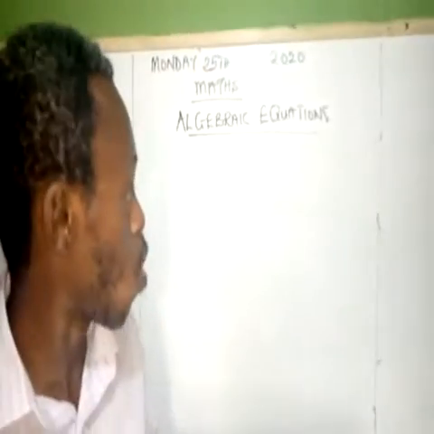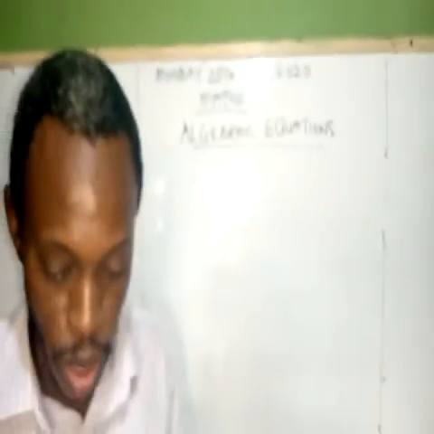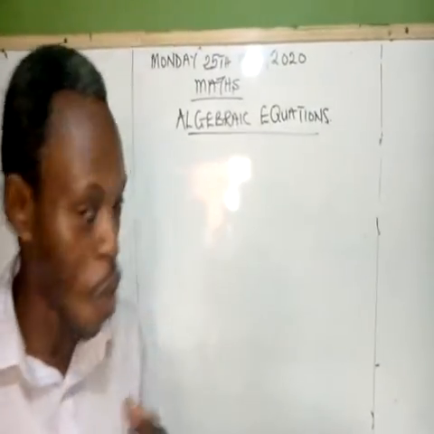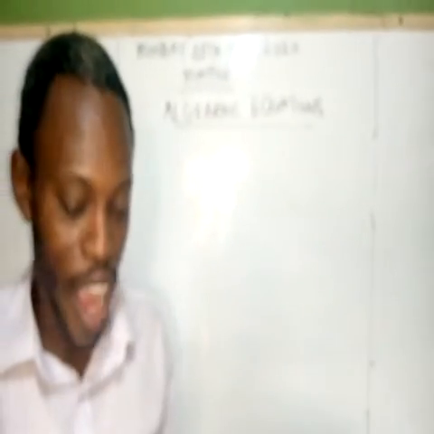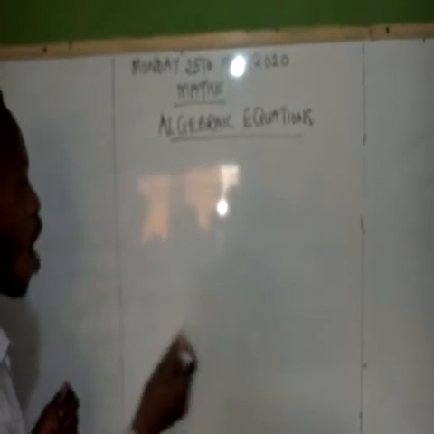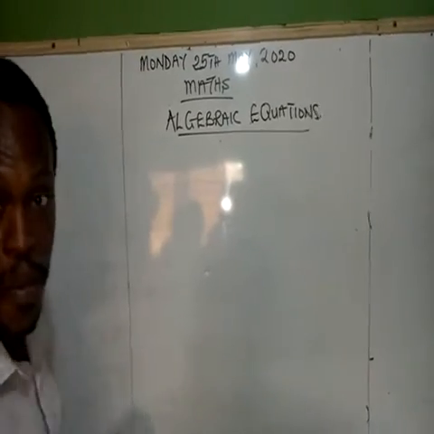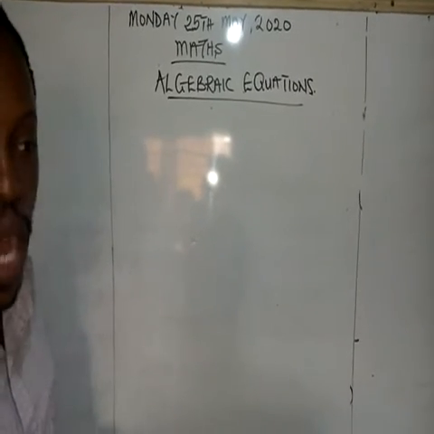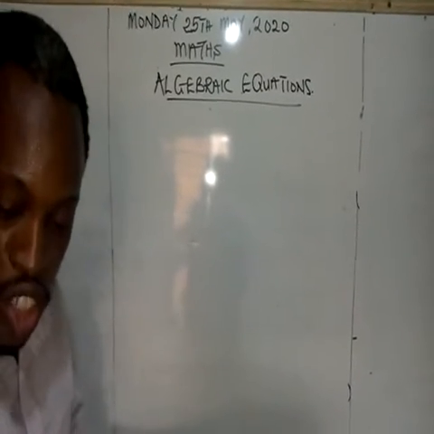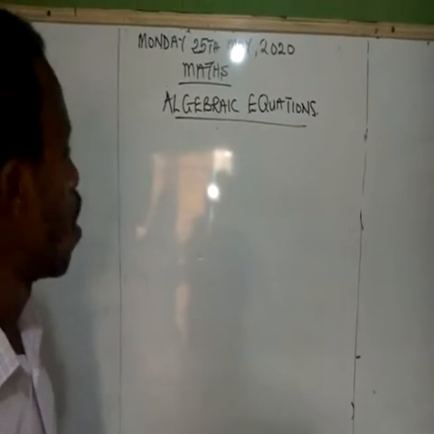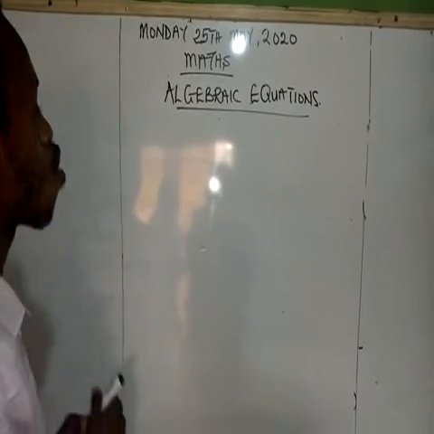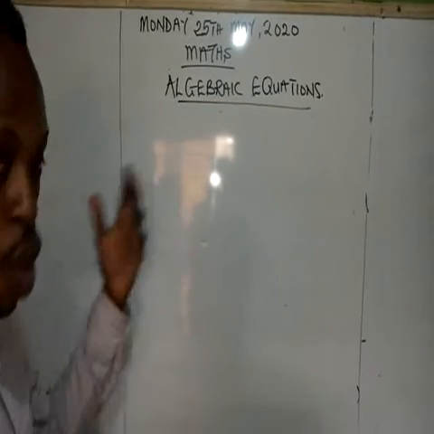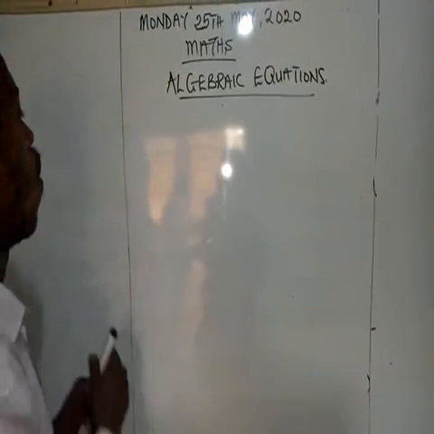Remember when we did this topic, algebraic equation? Remember when I was teaching you at school? I told you about algebra, and that if you have a combination of letters and numbers, you call it what? Algebra. Fine. But I'll teach you today how to solve questions on algebra. Let's start.